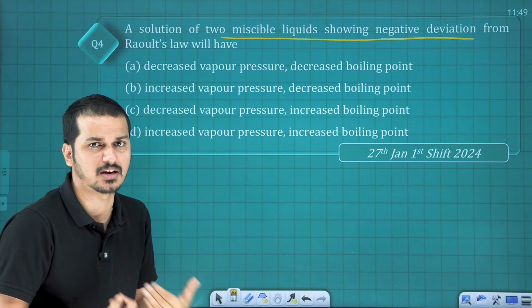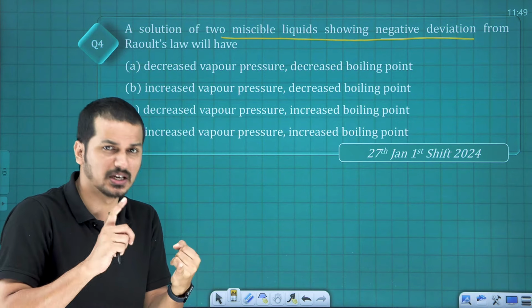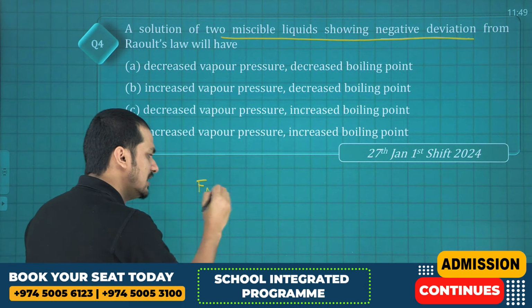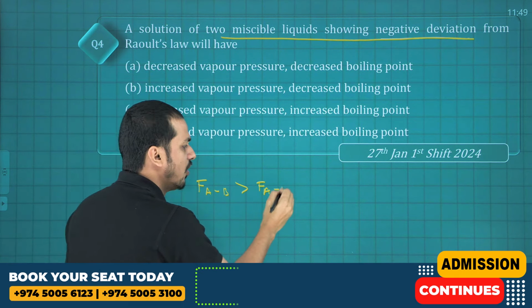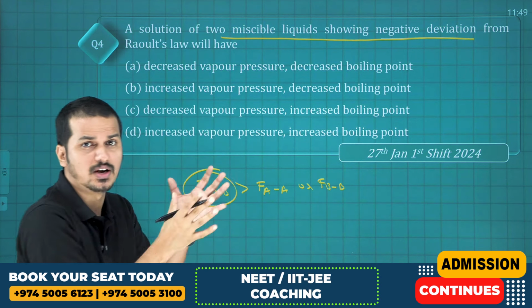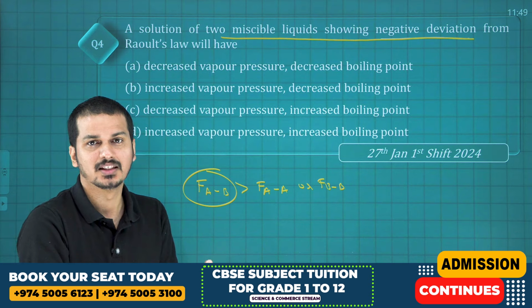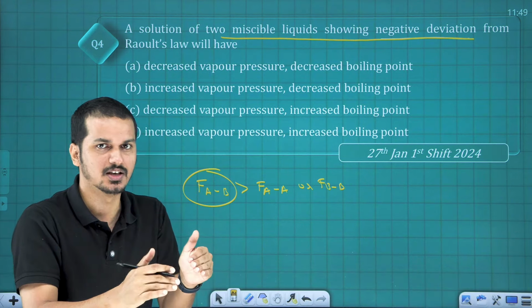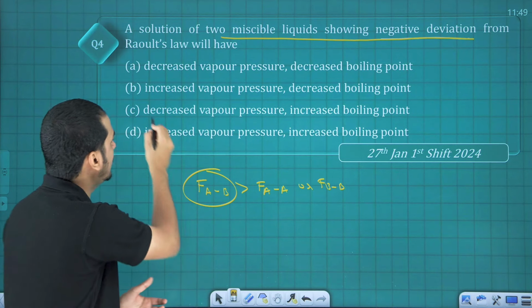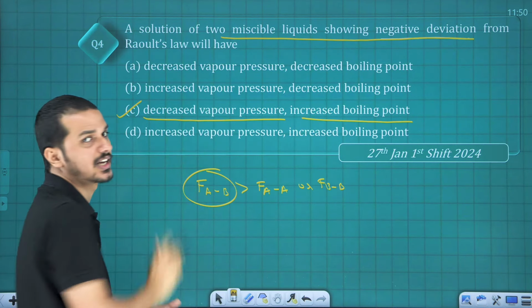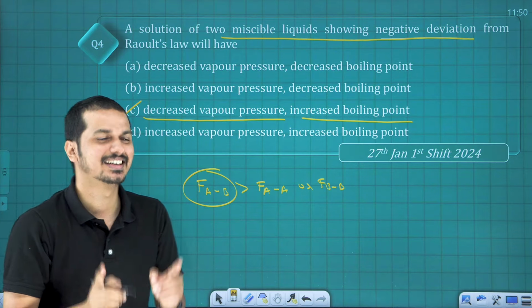If it is negative deviation, what's the meaning? The force of interaction between A and B is greater than F_AA or F_BB. That we know. Whenever solvent to solute interaction is more, they won't go to the gaseous state easily. So automatically their vapor pressure will decrease, so their boiling point will increase. So the idea is decreased vapor pressure, increased boiling point. Option C is the correct answer. Clear, dears? Yeah, that's it.